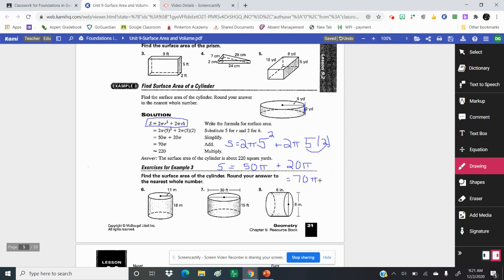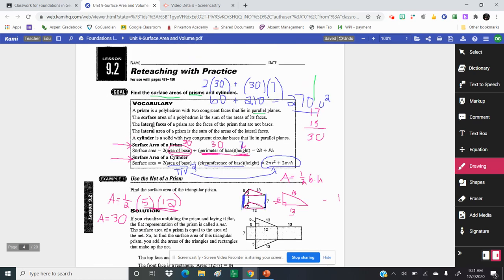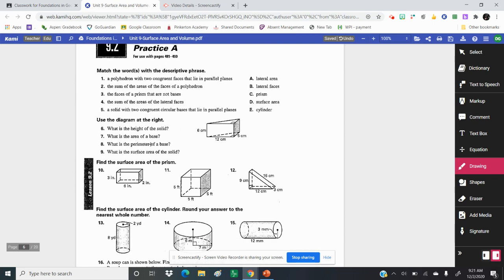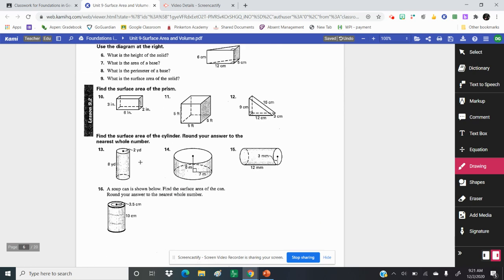But I know that pi equals 3.14, so I can just go to my calculator and say 70 times 3.14. And if I put that in my calculator, I'll get about 220 square yards. So here is your formula for the surface area of a cylinder. And up here is your formula for the surface area of a prism. So why don't you go ahead and work on this practice A and see if you can work on that. If you have questions, let me know.